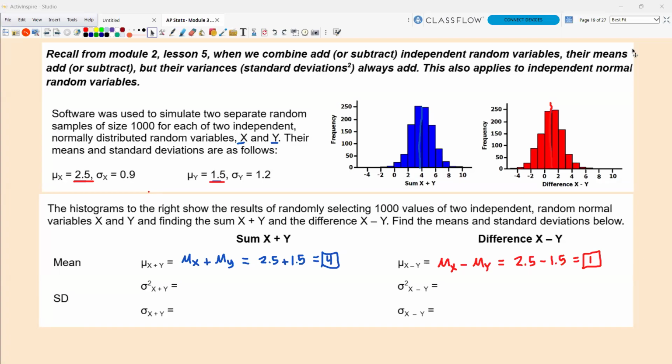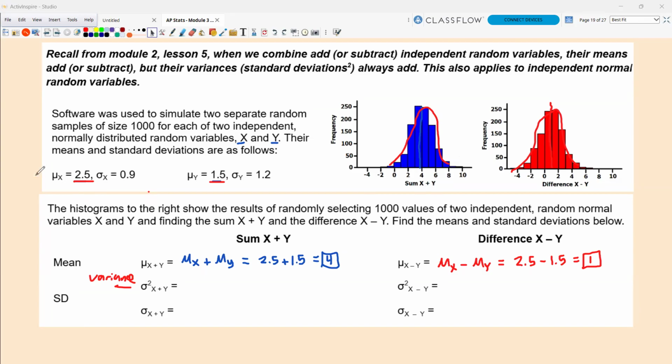Remember, the notation is important. So I do the mean of x plus the mean of y equals 2.5 plus 1.5 equals 4, and the mean of x minus the mean of y equals 2.5 minus 1.5 equals 1. Now remember, the variances work differently. You're going to square the standard deviations to get the variances. And notice that the spread is going to be the same for both of these. One's not smaller than the other just because you subtracted them. That spread's going to get bigger regardless.